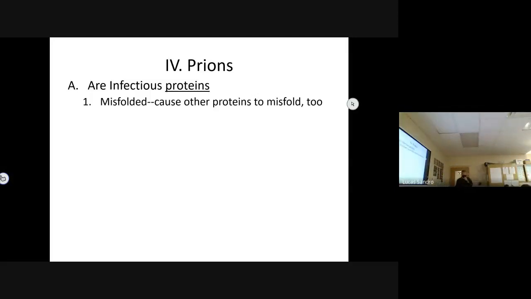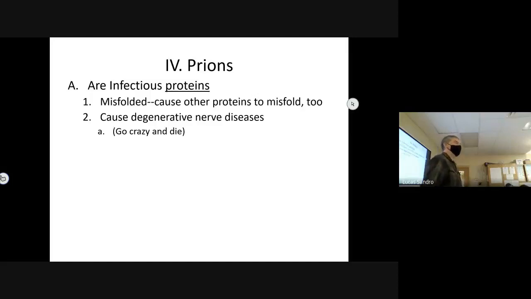And the problem is that the proteins they look like have a pretty important job. They're the proteins that hold your brain tissue together. So prion-caused diseases tend to be what we call degenerative nerve diseases, which is a nice way of saying they're diseases that make you go crazy and then die.